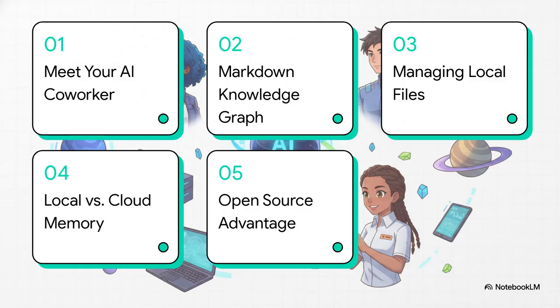Here's our quick agenda for today. We're going to cover: 1. Meeting your new AI coworker. 2. The Markdown Knowledge Graph. 3. Managing your local files. 4. Local versus cloud memory. And finally, number 5, the massive open source advantage. Let's get right into it.